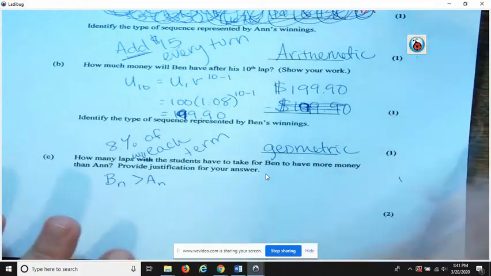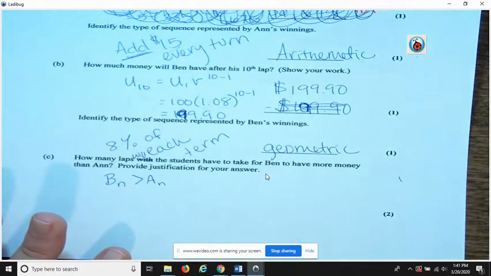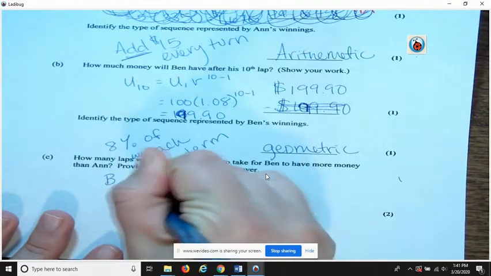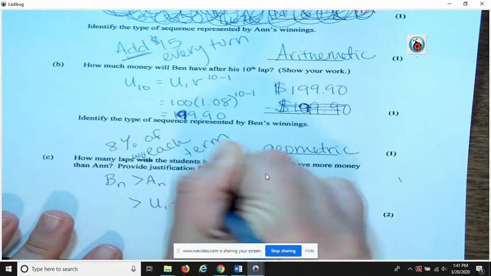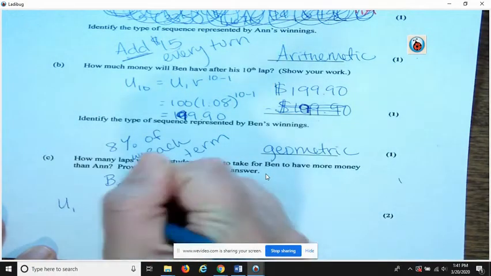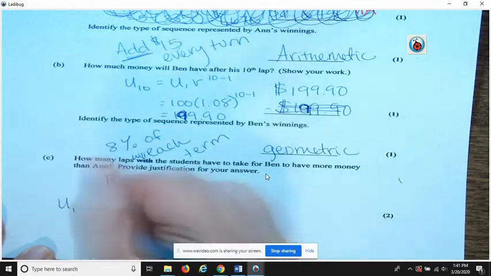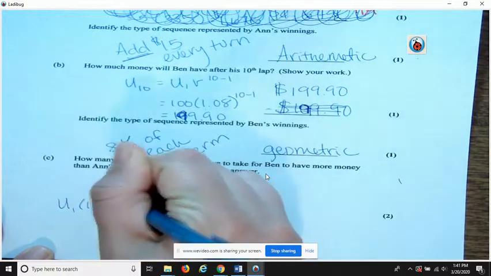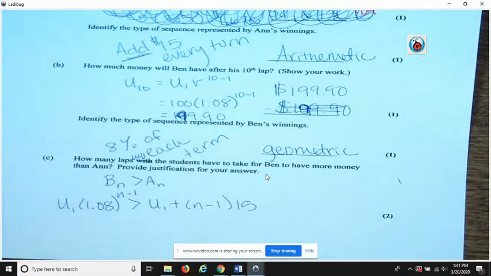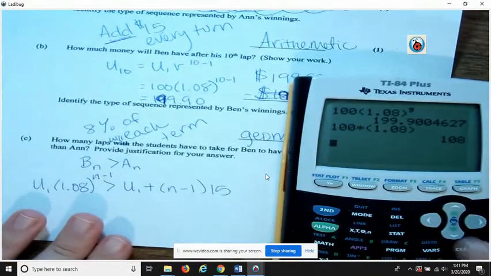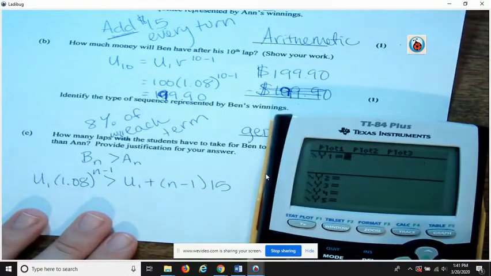We do have the single term for Ann, and the single term for Ann is going to be U1 plus N minus 1 times 15. The single term for Ben is U1 times R, which is our 1.08 to the N minus 1. Obviously this is really difficult to do algebraically, so we don't want to play with that. So we're going to go ahead and put each of those sides into our calculator.